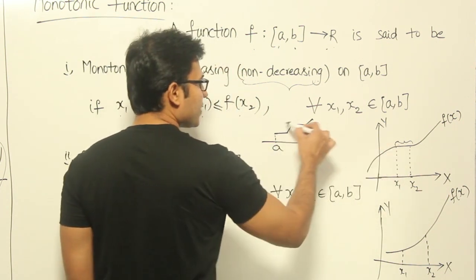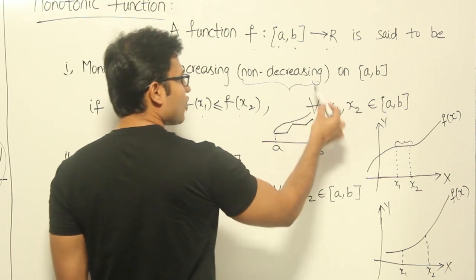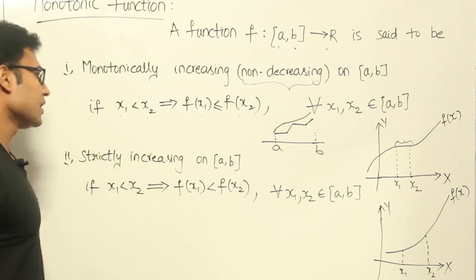In this case, I'll just maximize it. It is simply showing something like this, right? It is increasing at all the points, or it is remaining the same. So in that case, it is called monotonically increasing.